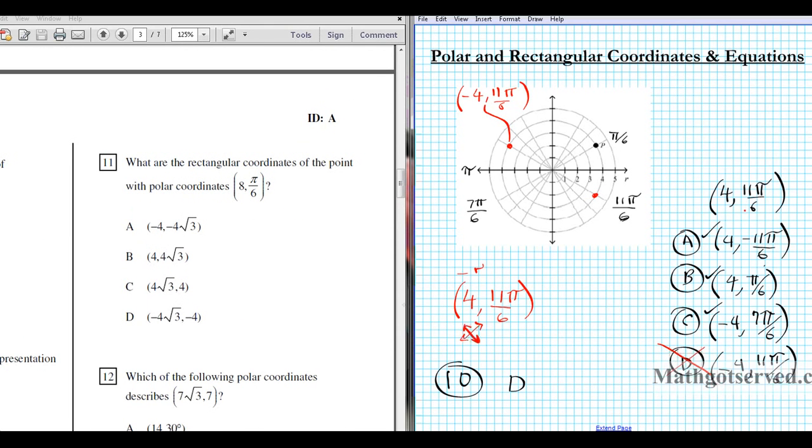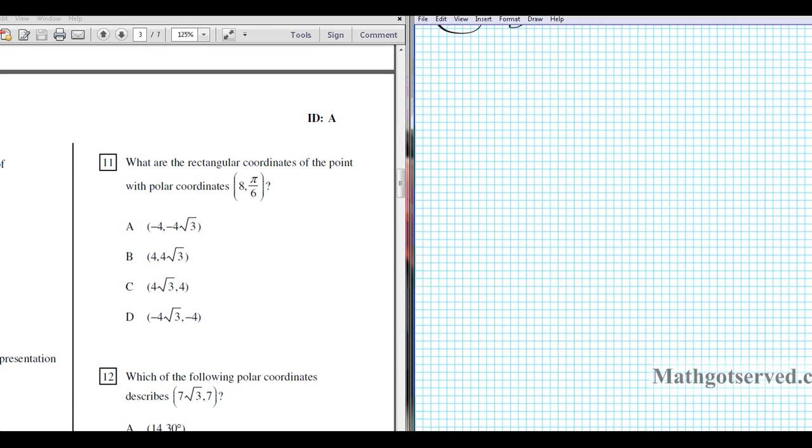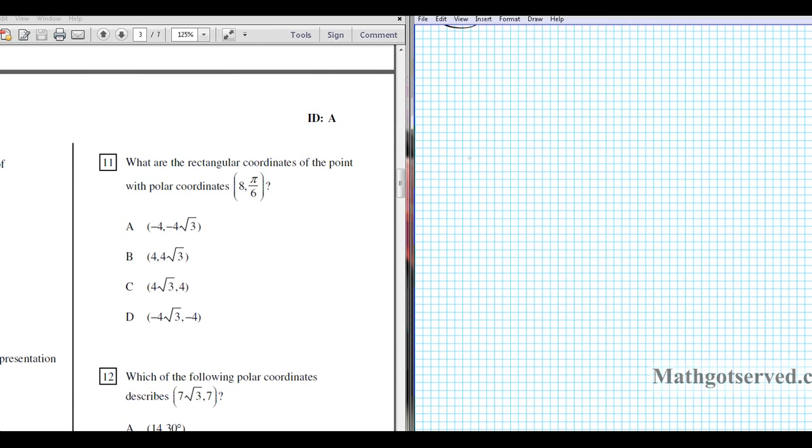All right. 11, it says, what are the rectangular coordinates of the point with polar coordinates 8 and pi over 6? So with this one, we're just going to make use of the conversion formulas. Number 11, we have a polar point 8, pi over 6, and then we are asked to change it to rectangular. Okay, so we're going from polar to rectangular, and we know that rectangular is x comma y. Polar is r theta, rectangular is x y.